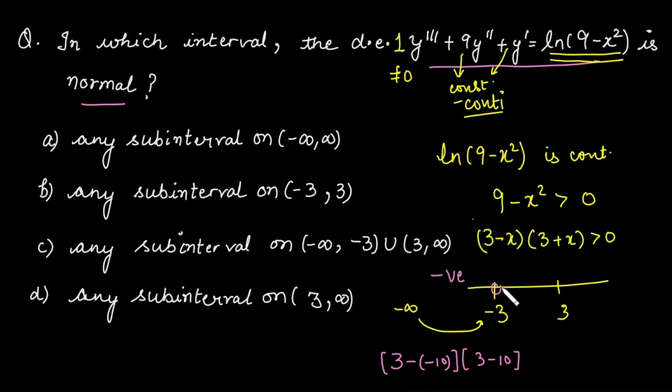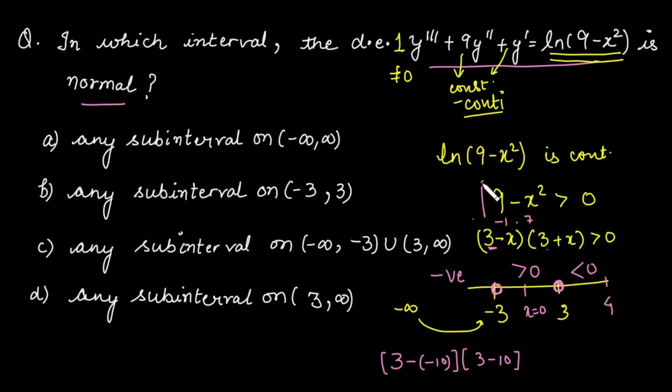From minus 3 to 3, take any point. Take x equal to 0. So when you take x equal to 0, this is 3, this is again 3, always greater than 0. So in this case, we always get a positive answer. From 3 to infinity, let's take 4. So 3 minus 4 is minus 1, 3 plus 4 is 7. This quantity is always negative. So in this case, we are getting a negative answer.